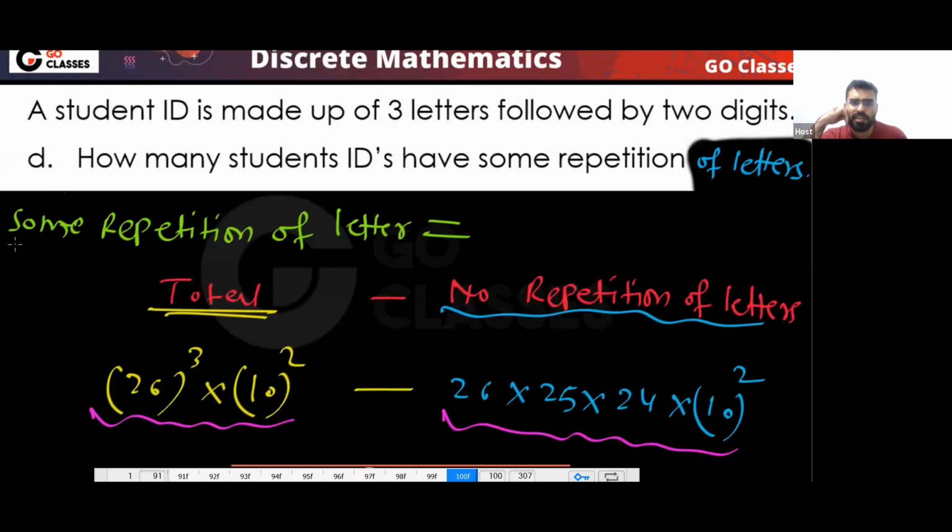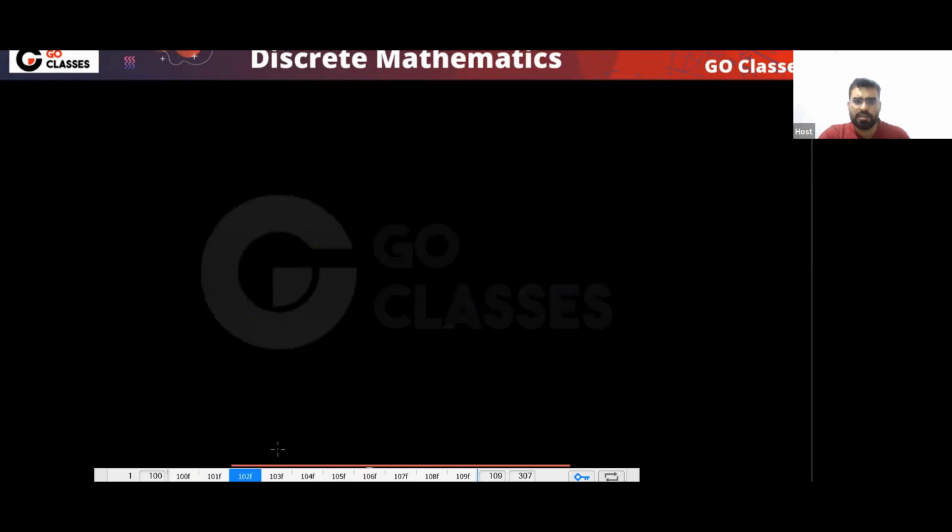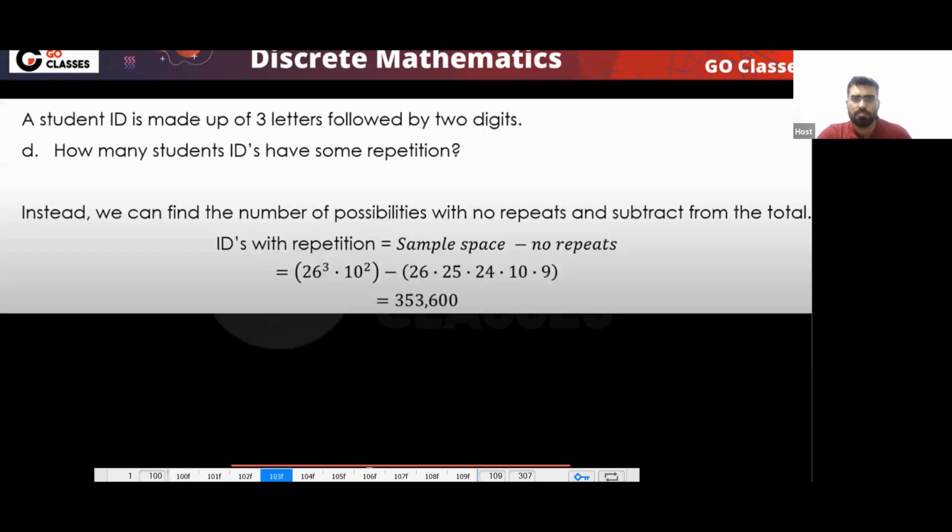Some repetition of letters. So I can say total minus no repetition of letters. No repetition of letters means the digit can repeat. So the answer will be this. Is this clear to everyone? Tell me, is this point clear? Okay. This is an interesting question. So try this.